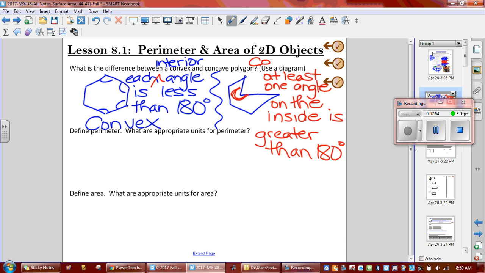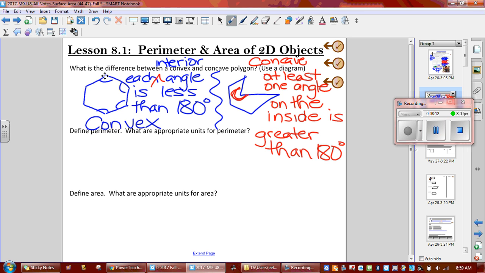So think of it this way. The object has one of its points, one of its vertices, caving inside the object. Okay, and that's the way you can remember that it goes inside the object. So that's a concave object. What would perimeter be?